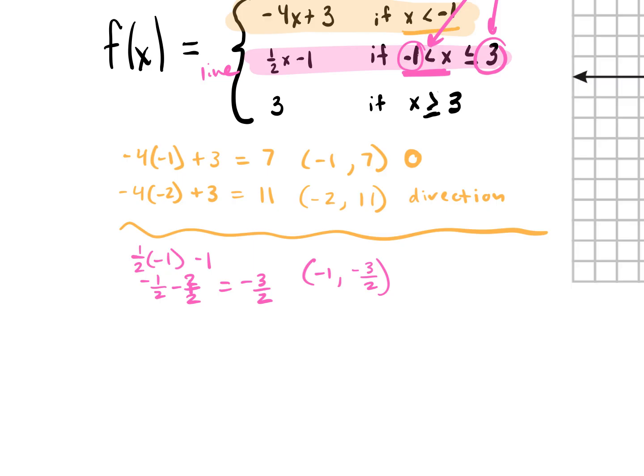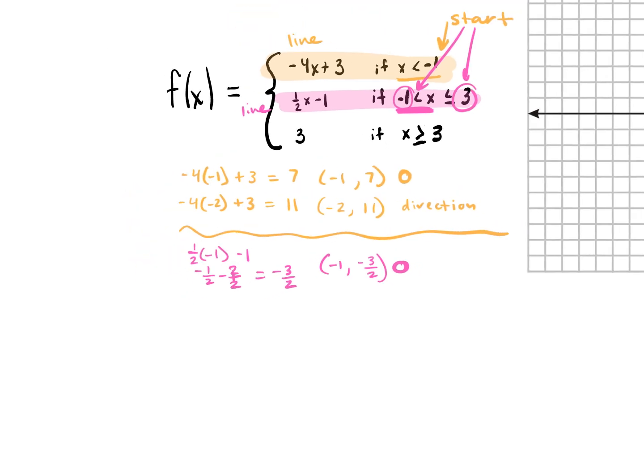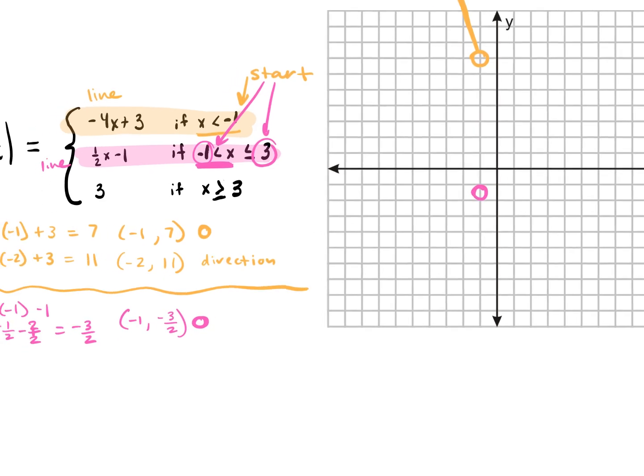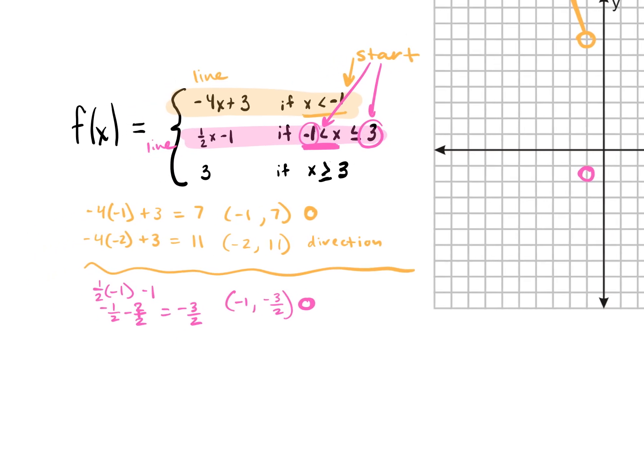It's an open circle because here it's just a less than sign. So we have an open circle. So let's plot that point. We're going to go to the left to -1, down to -3 over 2. So that's -1 and 1/2. So right there, and it'll be an open circle.